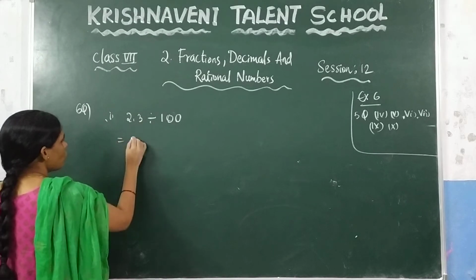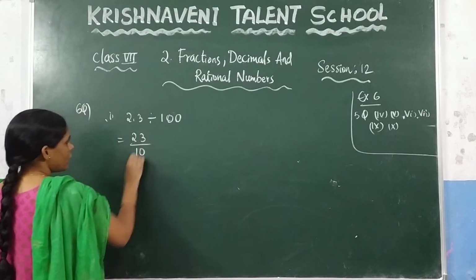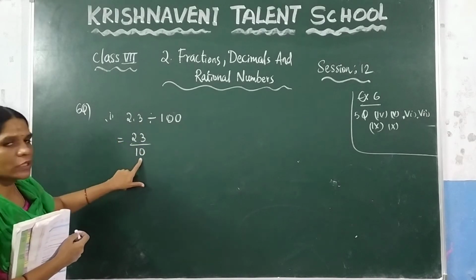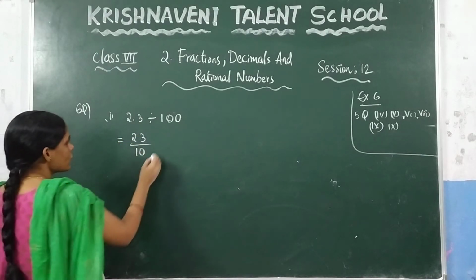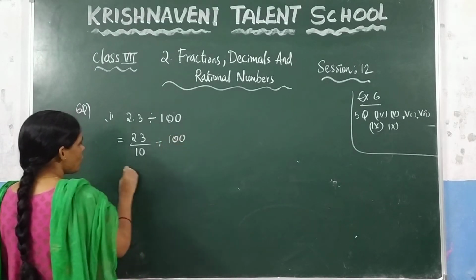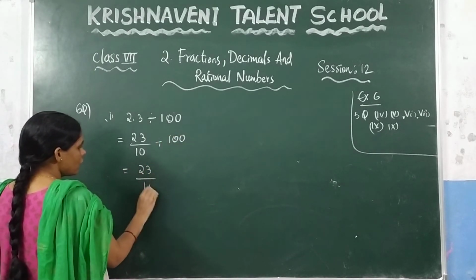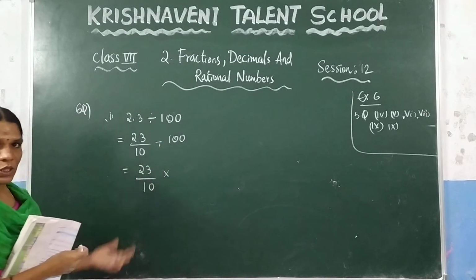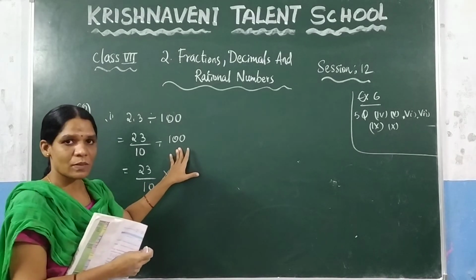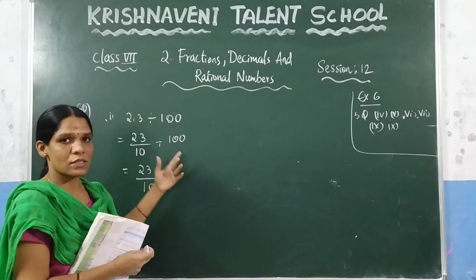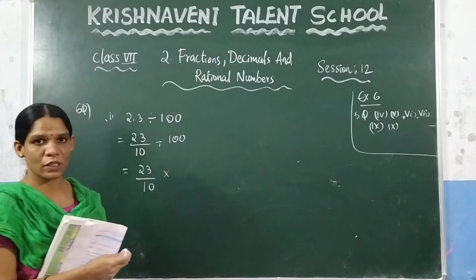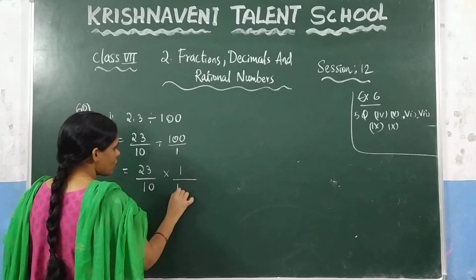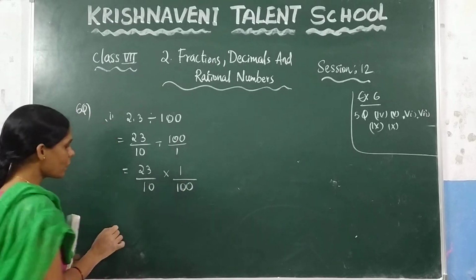You can write this 2.3 as 23 by 10. Right? Since after the decimal point, one number is there, in the denominator you need to keep 10. So after that, divide it by 100. So what do you get here? 23 by 10. In case of division, if you keep the multiplication, you need to write the reciprocal of this number. What is meant by the reciprocal? Just change the numerator into the denominator and the denominator into the numerator. And you know that 100 is nothing but 100 by 1, so the reciprocal is 1 by 100.